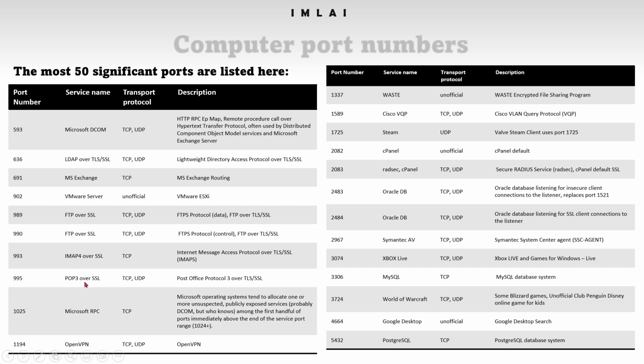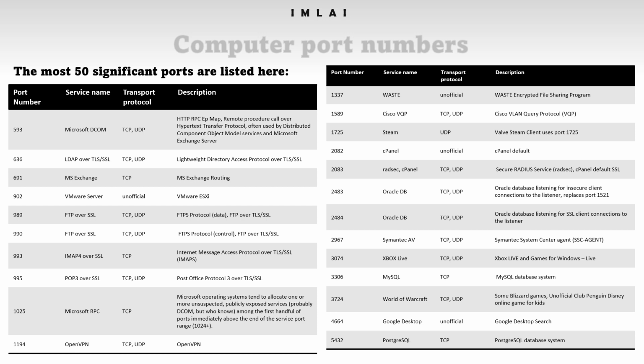Then we have IMAP over SSL. We have seen IMAP4, and similarly IMAP4 over SSL. The description remains the same, but it's a secure one, so it takes TLS or SSL with it. That's the reason it's secure, and it runs at port number 993 with TCP. Then we have POP3 over SSL. Same again, this is also secure POP3, and it runs at 995.